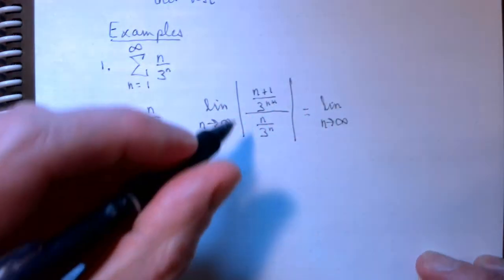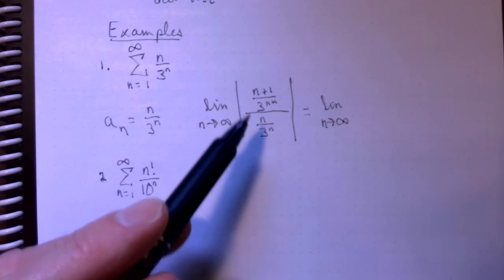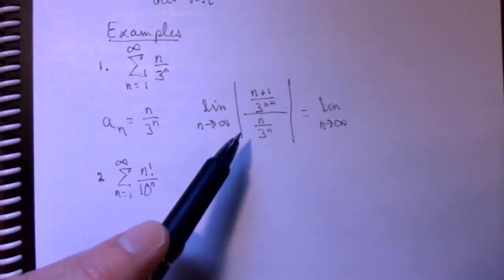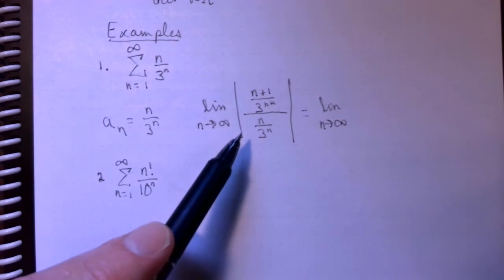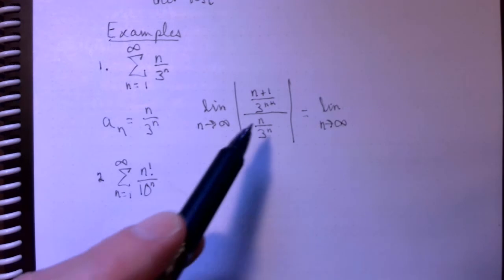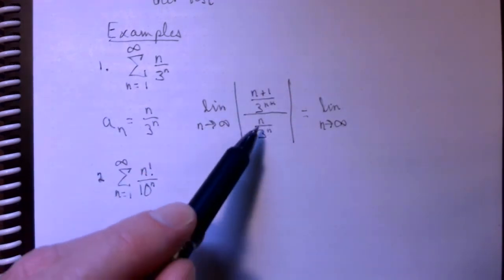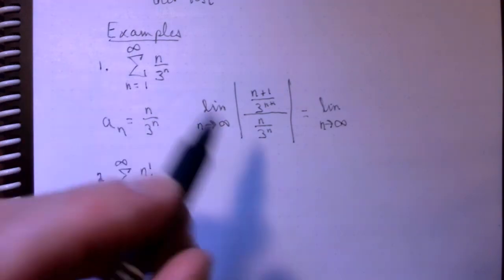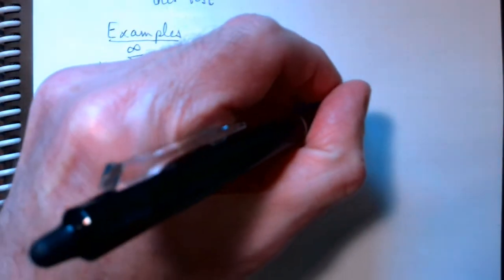Okay, so limit n to infinity. Now both of these terms in this case are positive numbers, so I do not need to worry about the absolute value anymore. And of course I'm taking this fraction, dividing by this one, and we remember how to do that. To divide by a fraction, you multiply by the reciprocal.